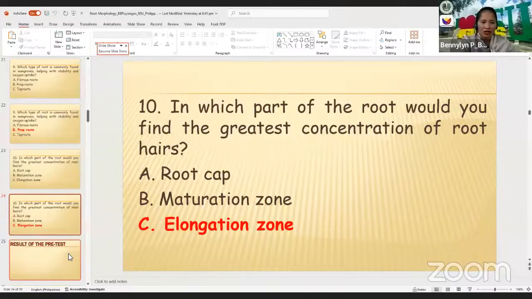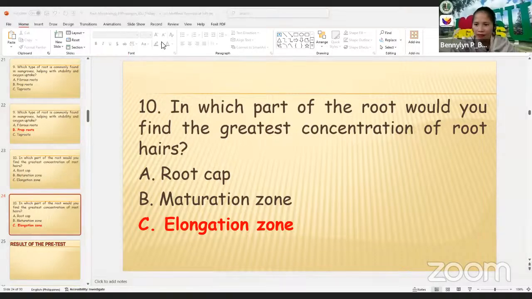But can you see the screen, since putting it in full screen has become an error on my end? Is it okay? Can you see the screen? Participants? You can chat if you can see the screen.